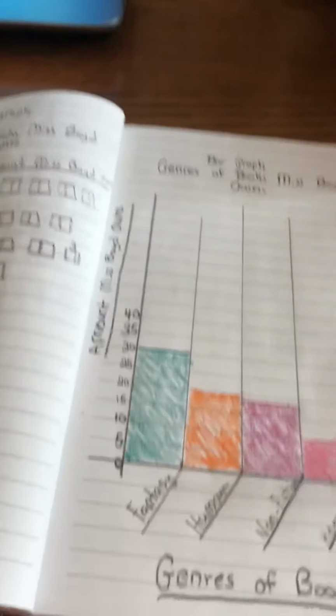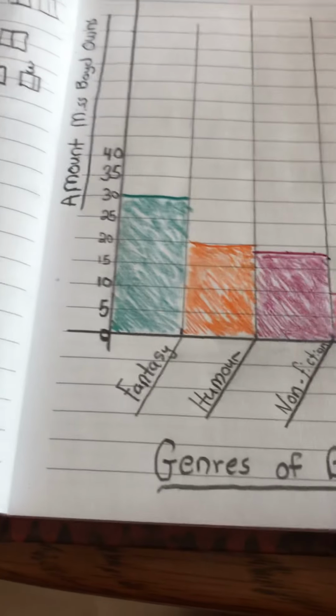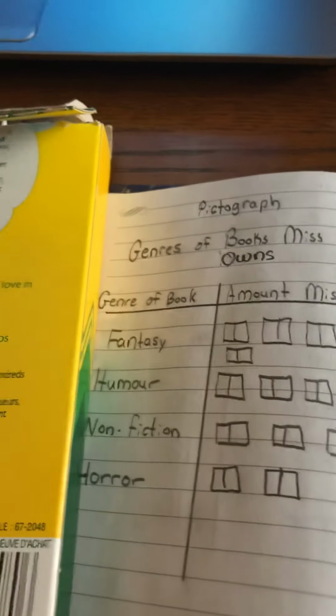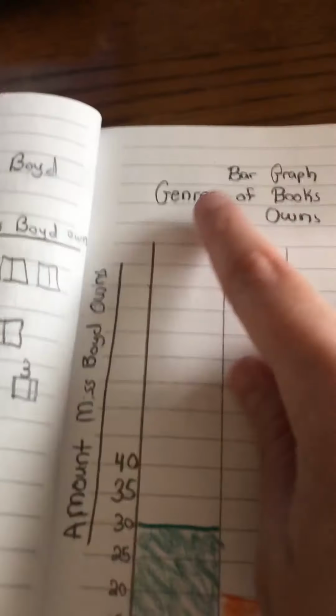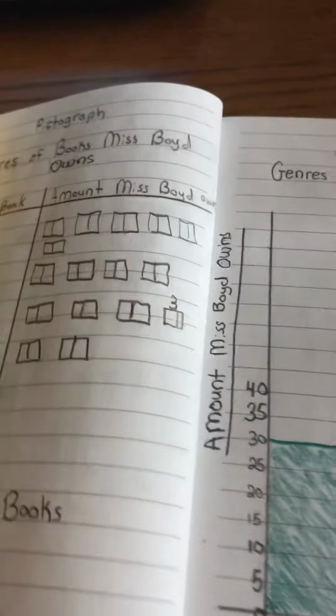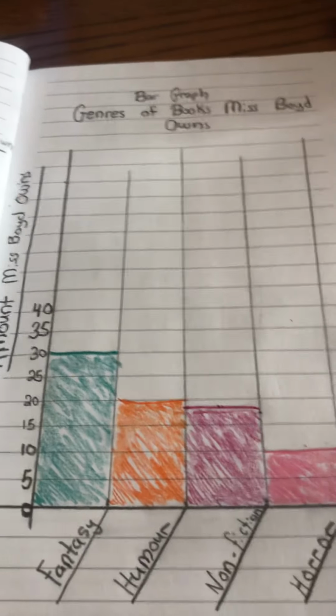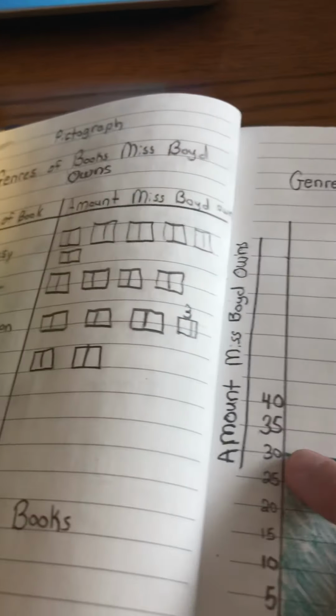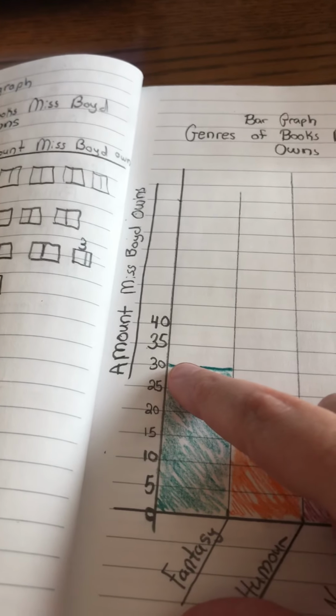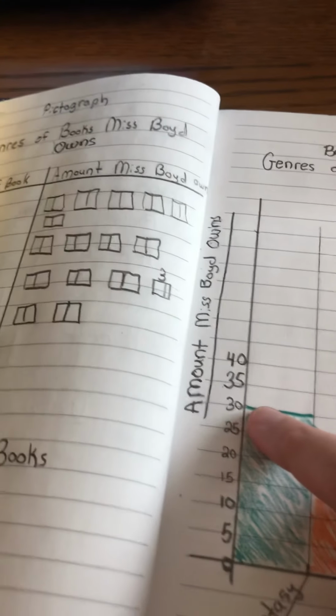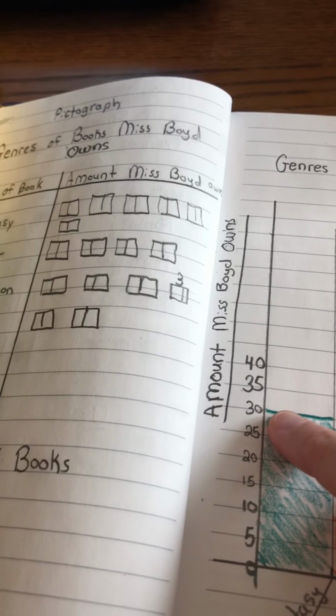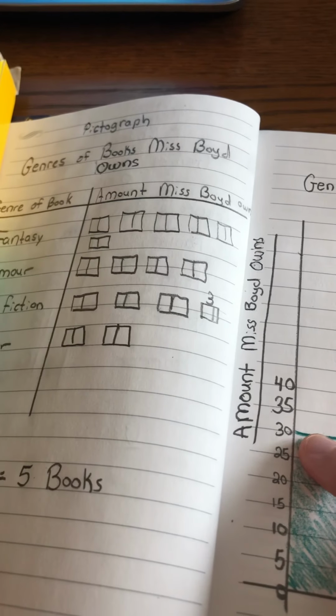Do not forget in your bar graphs, because I've noticed some are missing them, you need to have all of your different labels. So you need to have the same labels that you put in your pictograph. So genre of book with my genres. Amount Miss Boyd owns with my scale. And then my title, okay? The titles are all important to have too. They're a big part of the graph. And then of course, making sure you go up by the proper amount, okay? Like I said, I'd like you to go up by more than 1. 2, 3, 4, 5, 6, 7, 8, 9, 10, whatever works best for what you collect for data.